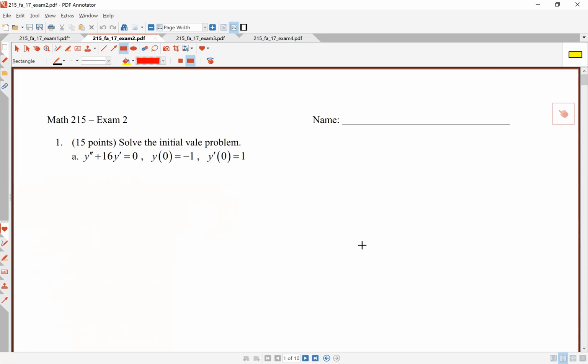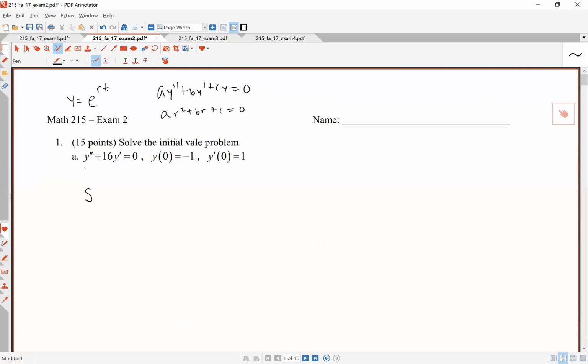Exam 2. This is where we started looking at second order constant coefficients, and we would use the characteristic equation on these to solve. And so it was always a y double prime plus b y prime plus c y equals 0. And the characteristic equation was always a r squared plus b r plus c equals 0. And we would find that by setting y equal to e to the rt.